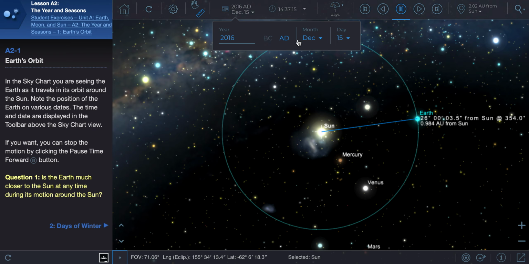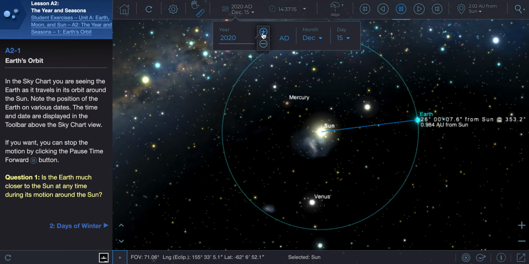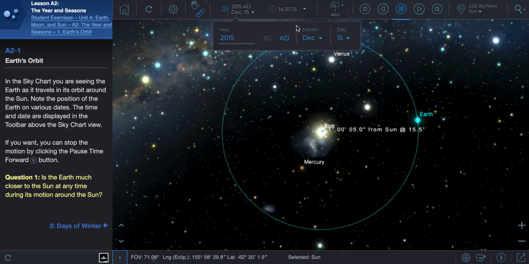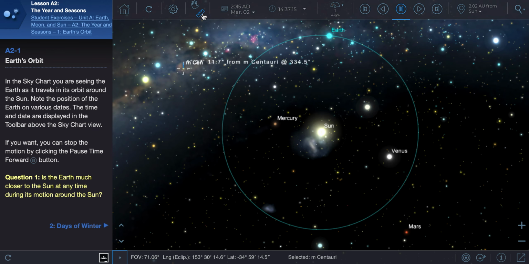You can go to a specific day if you want by clicking here. So I can go to 2019, I can go all the way back to sometime in BC. You can select the specific day, and it'll take you right to it. If your measuring tool went off, you can just click it and add it again.